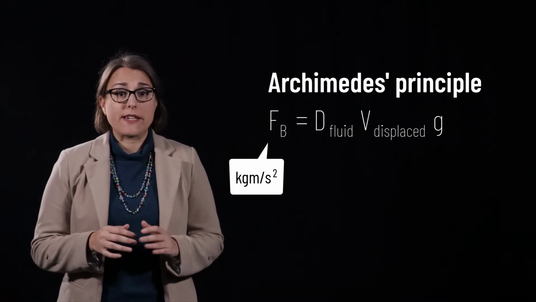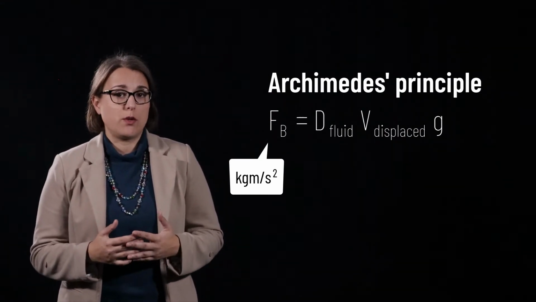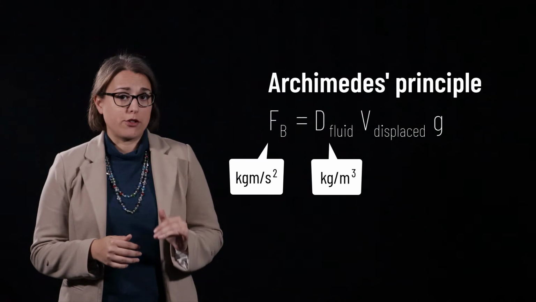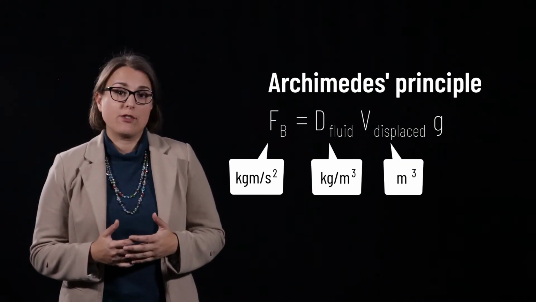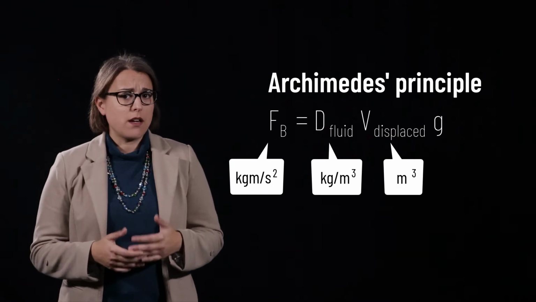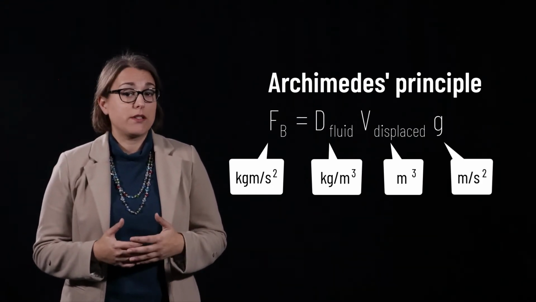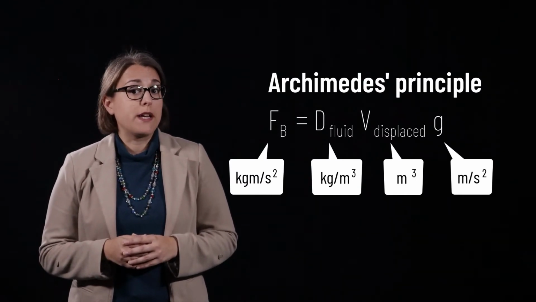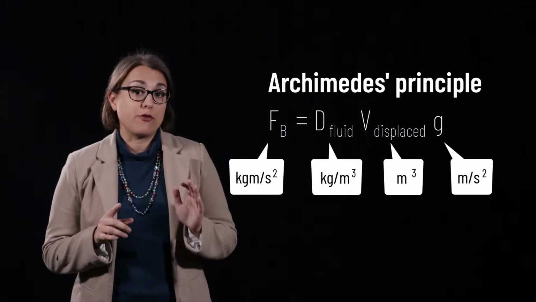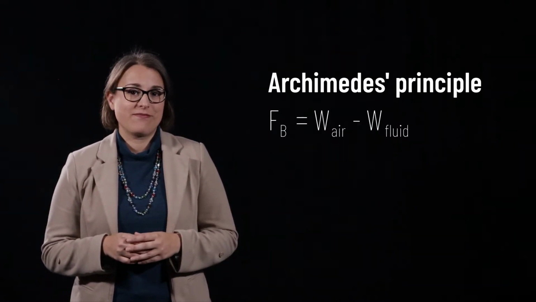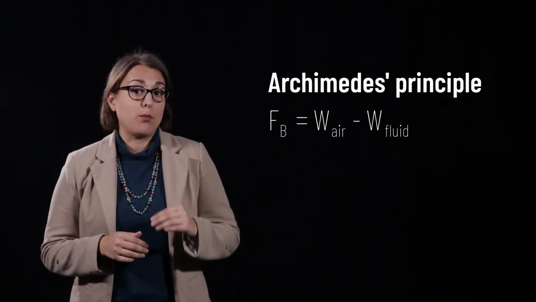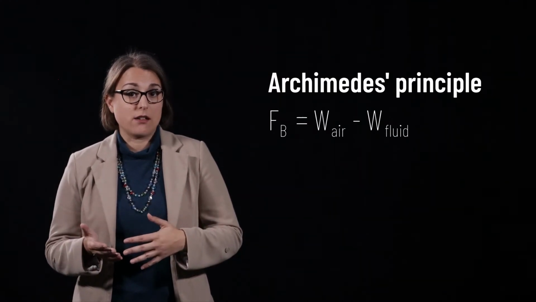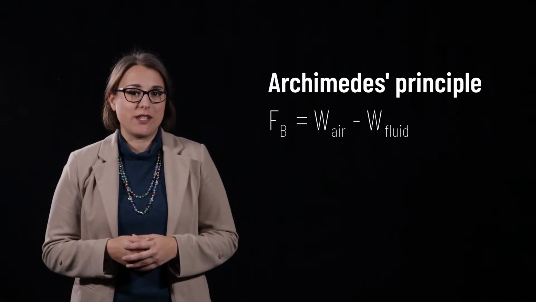Let's see what units or terms have to be in order to get a buoyant force in units of newtons. The density will have to be measured in kilograms per meter cubed. The volume displaced will have to be measured in meters cubed. As we know, gravitational acceleration has units of meters per second squared. If we have different units for density or volume, then we must do a unit conversion before determining the force in newtons. The second equation we can use to quantify buoyant force is that the buoyant force on an object is equal to the weight of the object in air minus the weight of the object in the fluid.